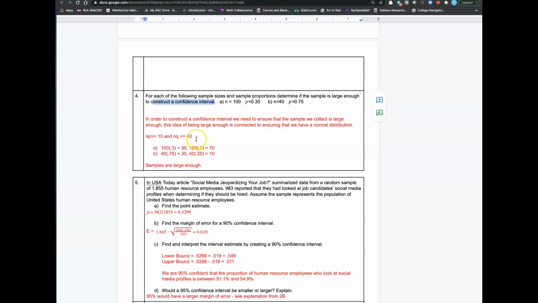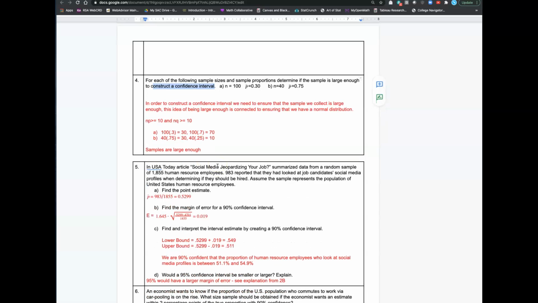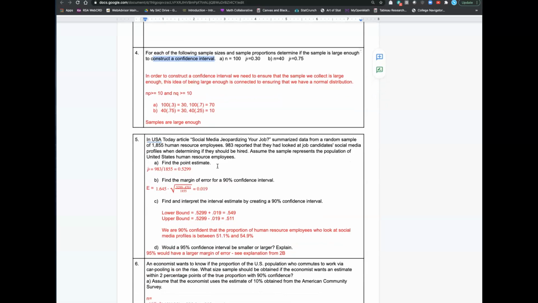And this is the technique we use to check to see if samples are large enough when we're dealing with categorical or qualitative data, because of proportions. And this is what we would use here. Okay, large enough is different if we're talking about quantitative variables in means.